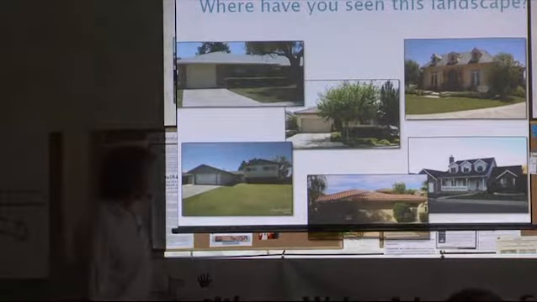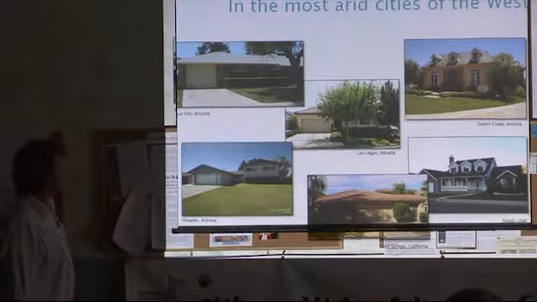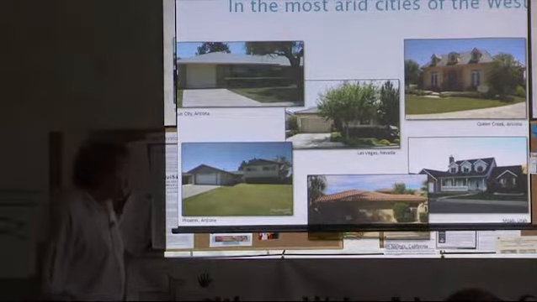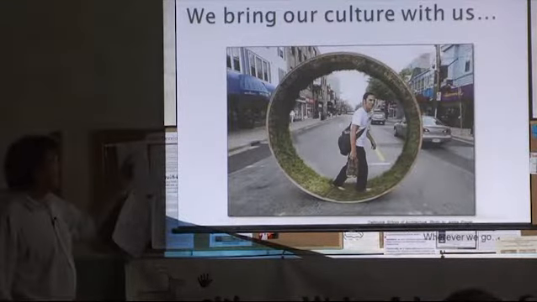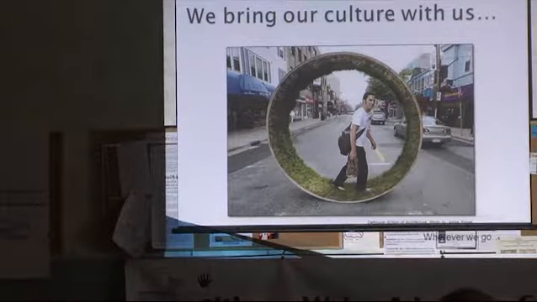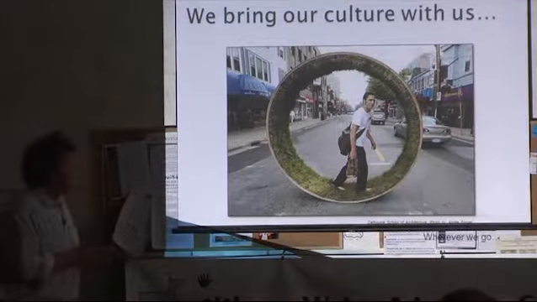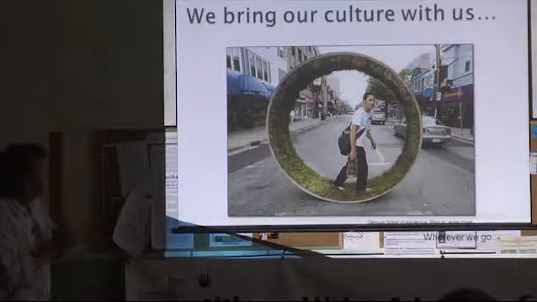Okay, where have you seen these landscapes? Yeah, look at all the lawn, look at the grass, keep going. They're in the hottest, driest cities in the country. I don't know, so keep going. So we've brought a landscape ethic with us from other parts of the country, whether it's from the east, or people insist on walking on grass, and that the only definition of a landscape is turf.